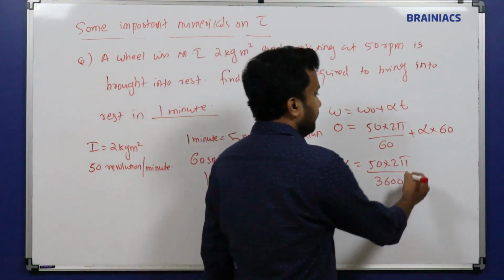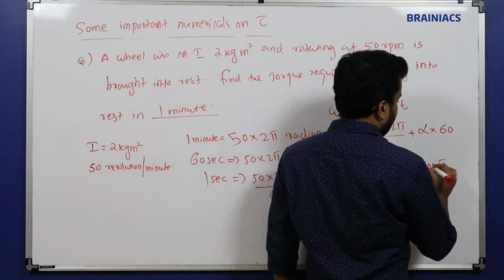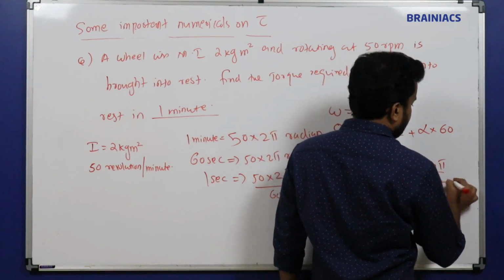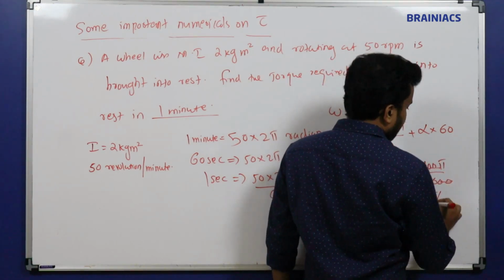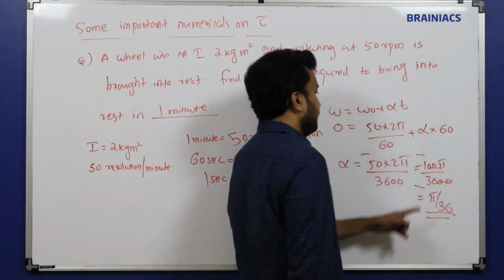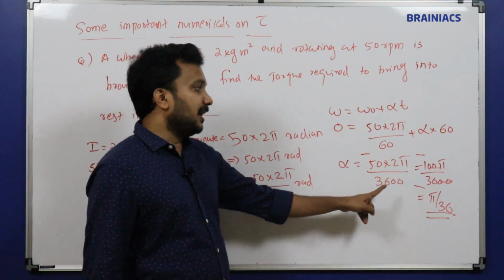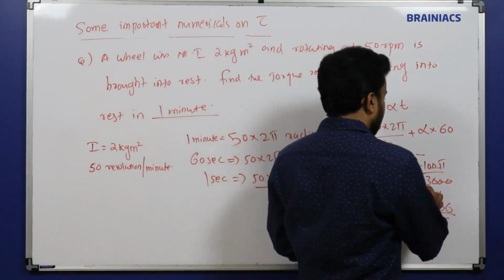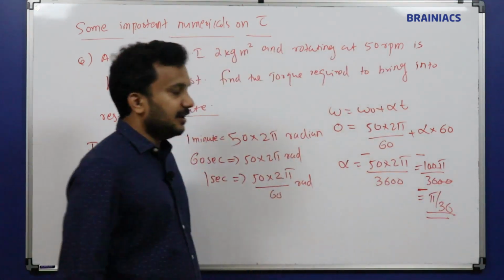So 50 into 2 pi means 100 pi. 100 pi divided by 3600. The zeros cancel, so it becomes pi by 36. What is pi by 36? The negative sign will be there, right? One negative sign. So minus pi by 36 alpha will come.